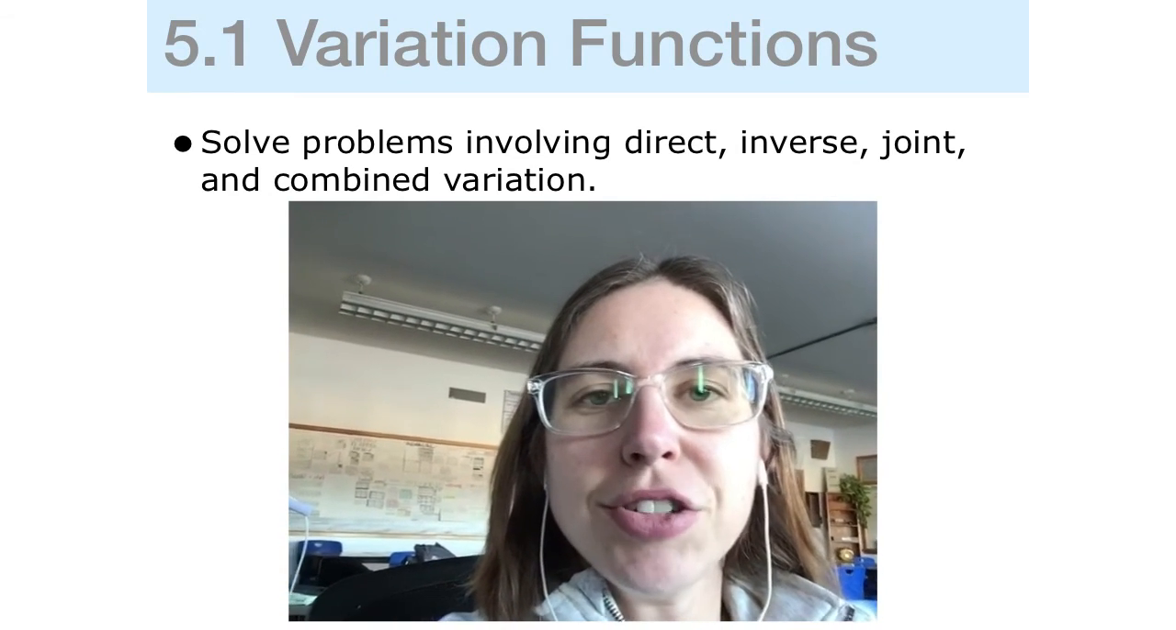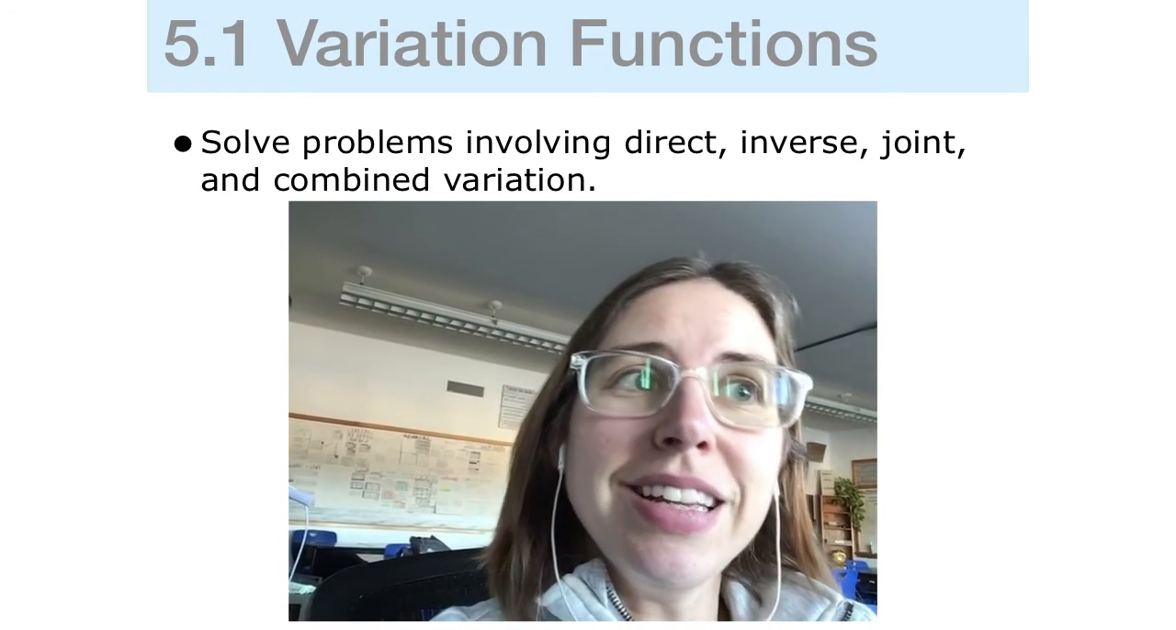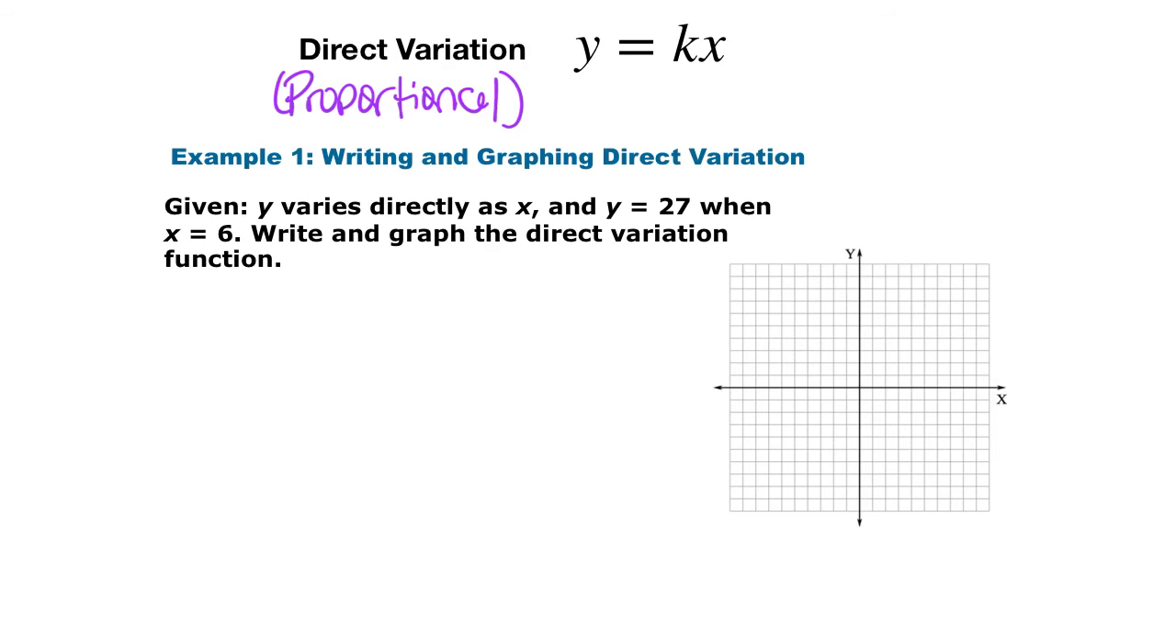Hello, Algebra 2. To start out Chapter 5, we're going to be looking at variation functions. So direct, inverse, joint, and combined variation. Here we go. The first type of variation we're looking at is direct variation.